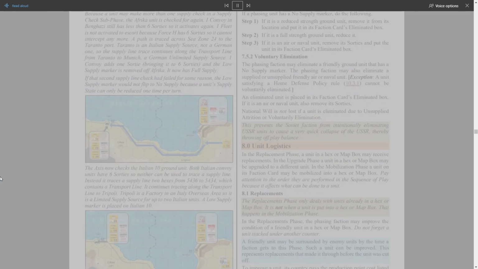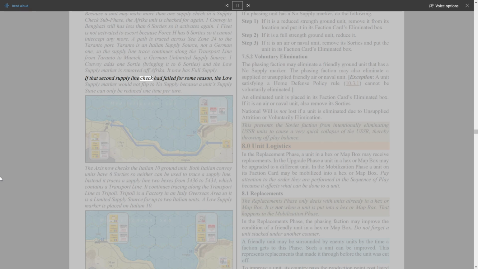Because a unit may make more than 1 supply check in a supply check subphase, the Africa unit is checked for again. 1 convoy in Benghazi still has less than 6 sorties, so it activates again. 1 fleet is not activated to escort because Force H has 6 sorties, so it cannot intercept anymore. A path is traced across Sea Zone 24 to the Taranto port. Taranto is an Italian supply source, not a German one, so the supply line trace continues along the transport line from Taranto to Munich, a German unlimited supply source. 1 convoy adds 1 sortie, bringing it to 6 sorties, and the low supply marker is removed off Africa. It now has full supply.